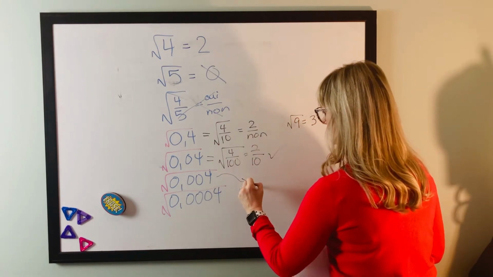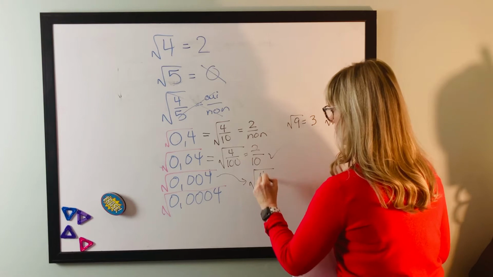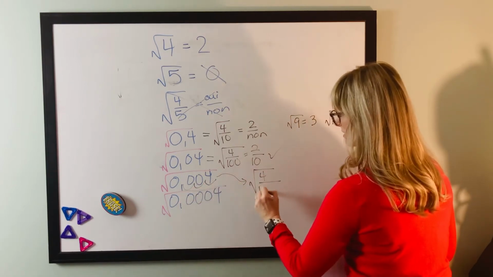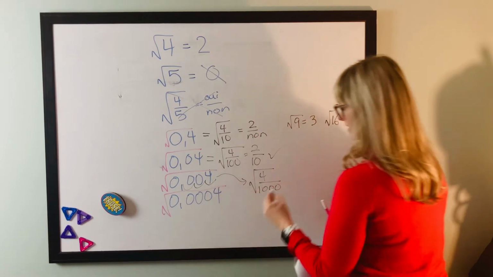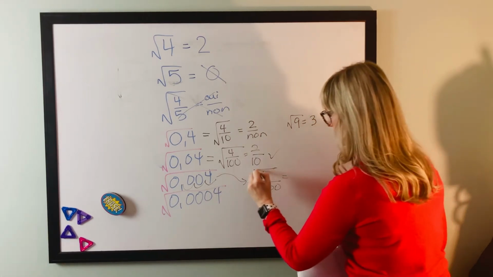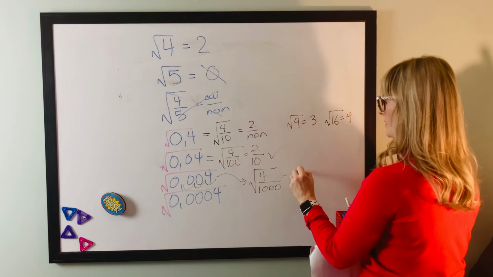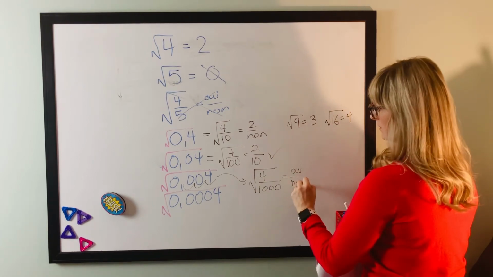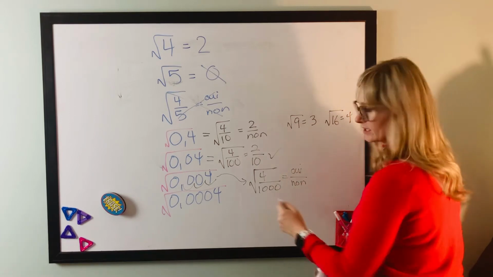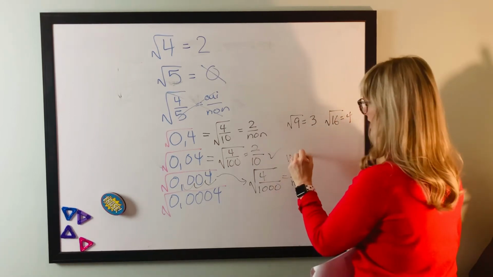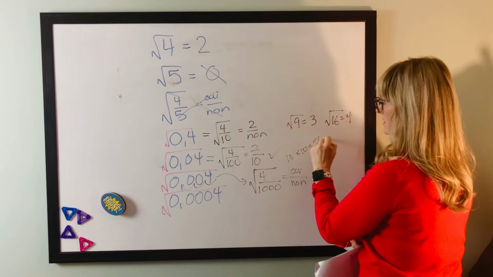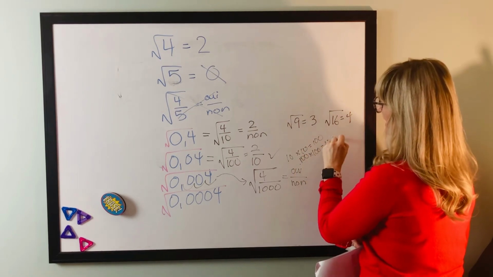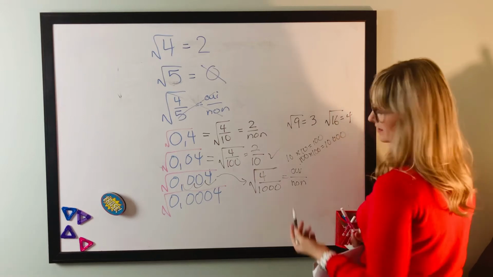This guy is 4 divided by 1,000. Okay, is 4 a perfect square? Yes. Is 1,000 a perfect square? No. Nothing times itself will give you 1,000. 10 times 10 is 100, and then 100 times 100 is going to give you 10,000. So no, 1,000 doesn't work.